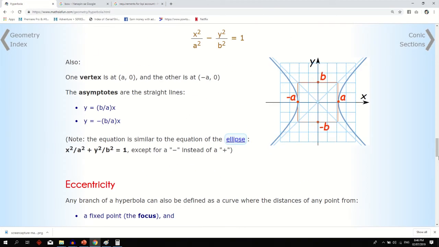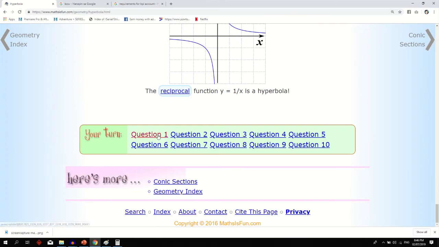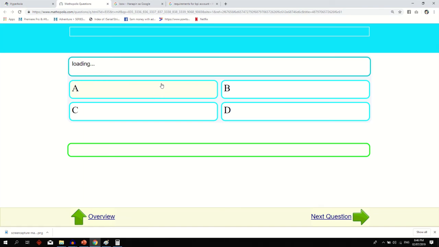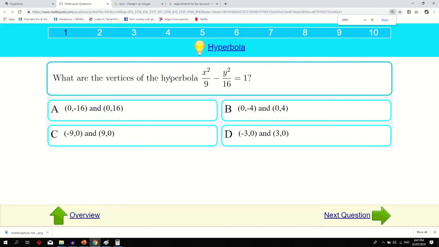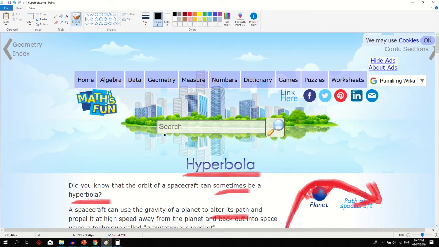Now we will try to answer some questions. Okay, question 1. Are you excited to answer some questions? Alright, so we're all excited here. Okay, so we'll print screen that one, then we go here.